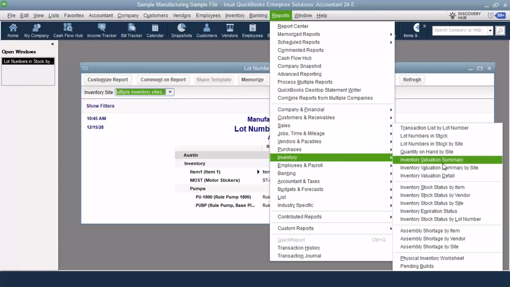The new one is our inventory stock status by lot number. There it is. I saw lot number. I just clicked on it. Inventory stock status by lot number.